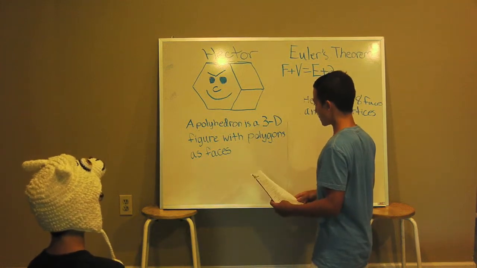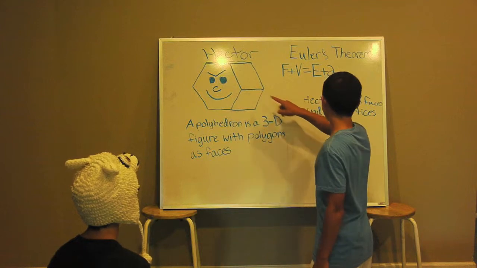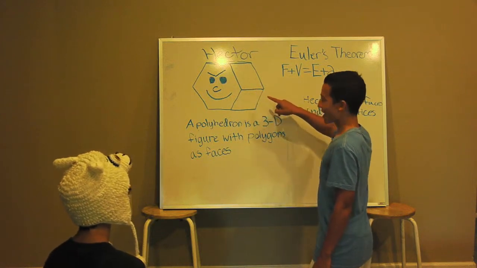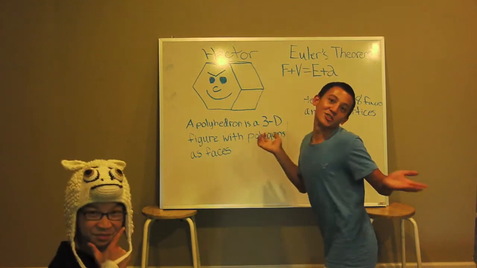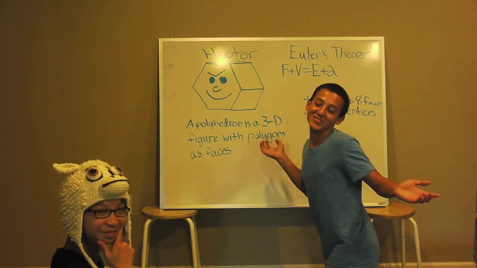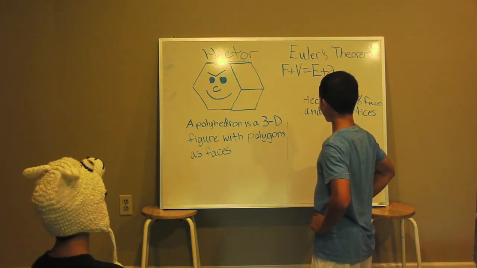Alright. Let's do a problem, Dan. If Hector has 8 faces and 12 vertices, how many edges does he have? Well, using Euler's theorem, there's 18 edges.